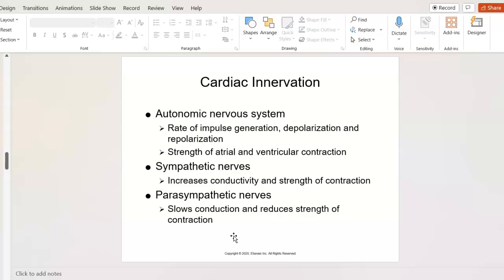So in this case with the heart, we can have an increase in the strength. Excuse me for just a second. My apologies, a little cough there.